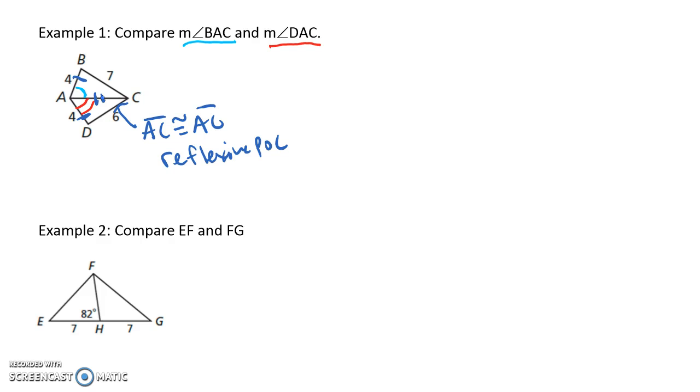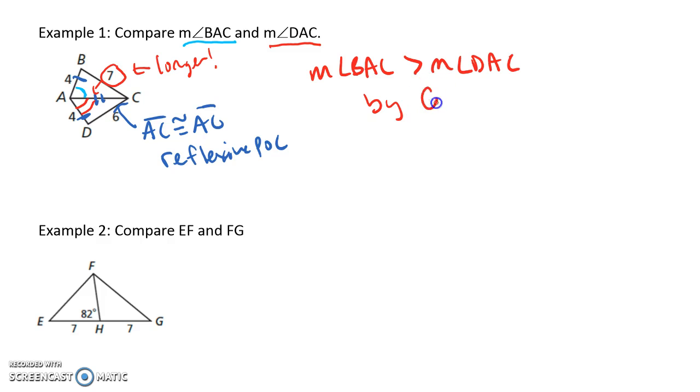All right? So then, in order to talk about these two angles, we want to look at which side is longer. So since BC is the longer side, that means the angle across from it, angle A, or angle BAC, excuse me, has to be the greater angle, right? By the converse of the hinge theorem. Alright, that's example 1. Let's move on to example 2.